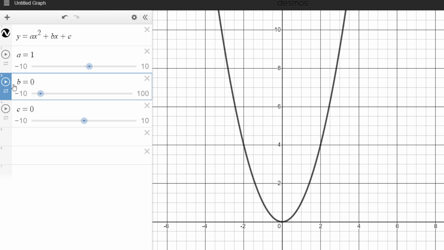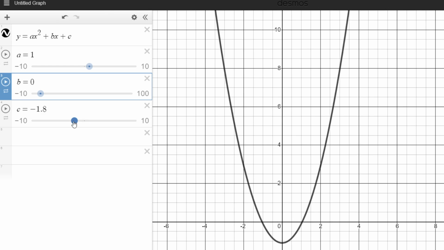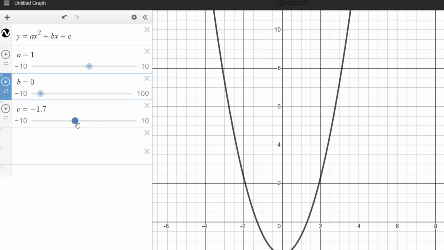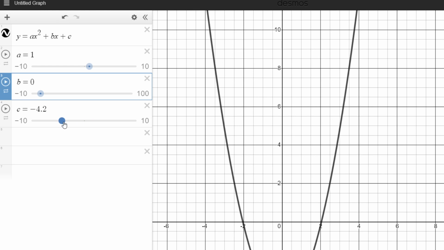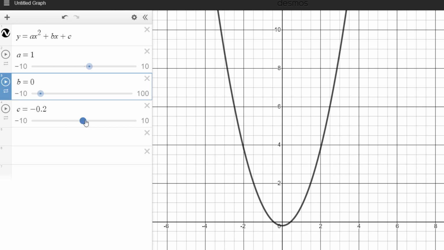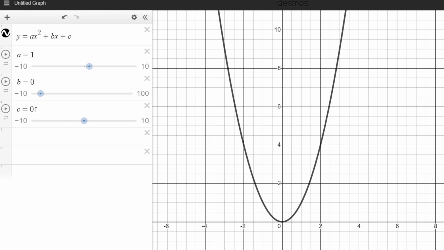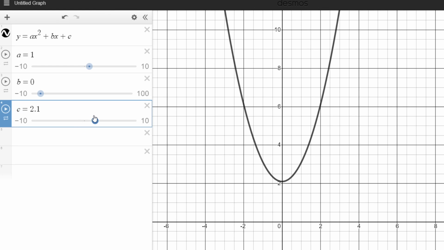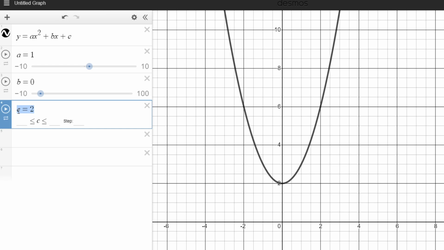So if it's not A, it's not B. Spoiler alert, must be C. Grabbing the slider for C, I can see this causes my shape to translate perfectly up and down. And if I wanted it to start at 0, C is equal to 0. If I wanted it to start at 2, C is equal to 2. We still don't have a B, so this is going to be x squared plus 2.